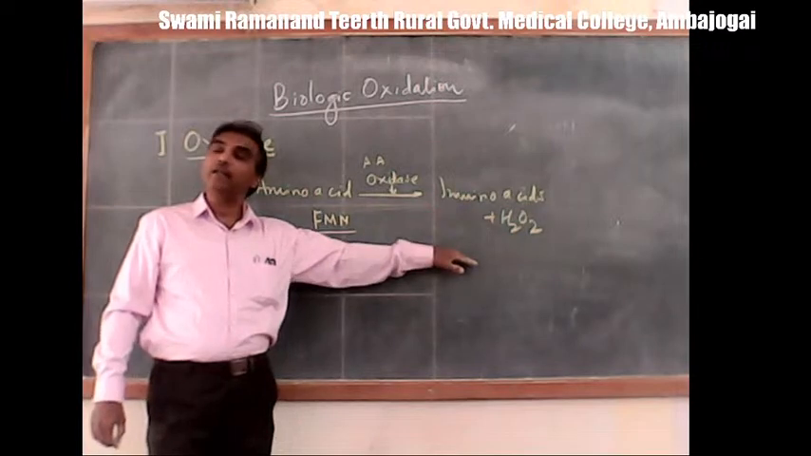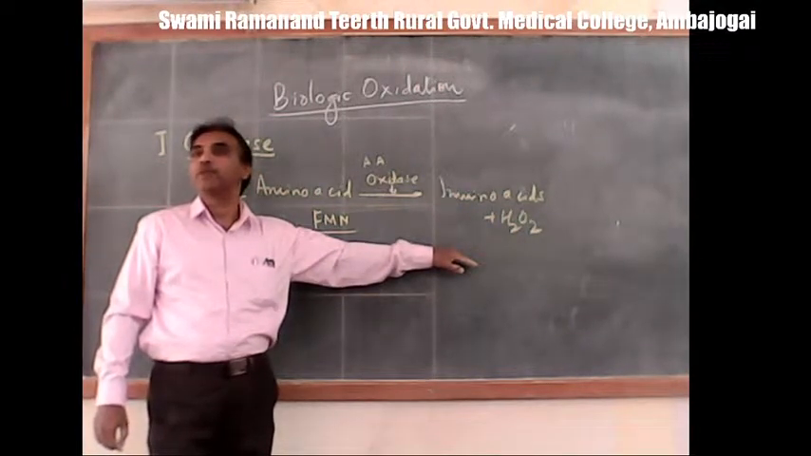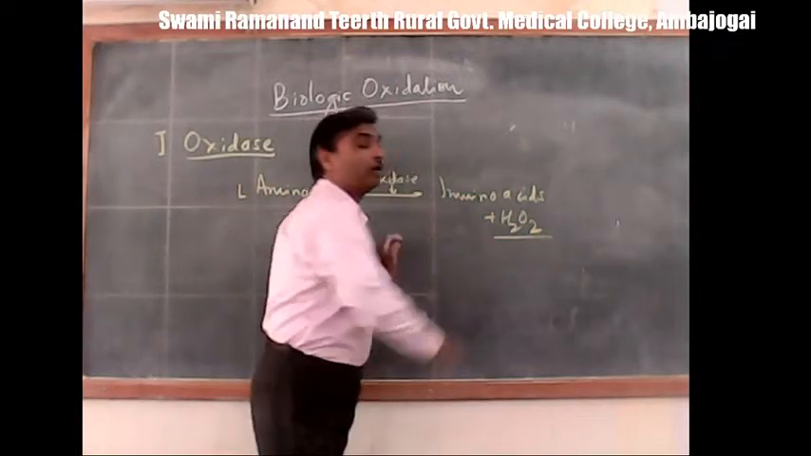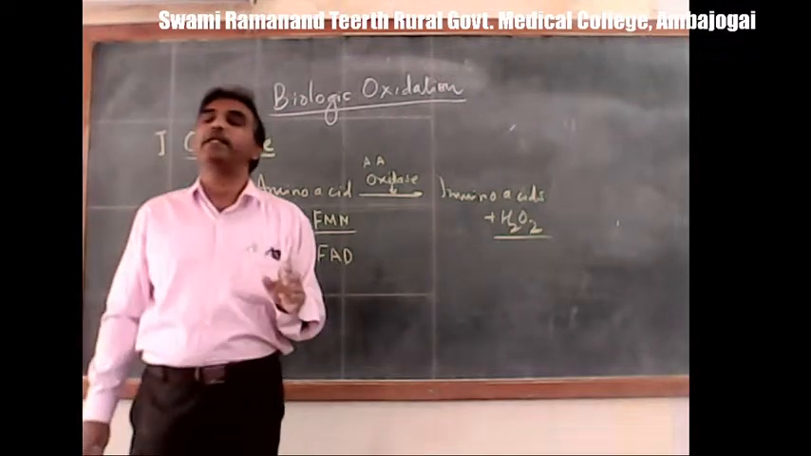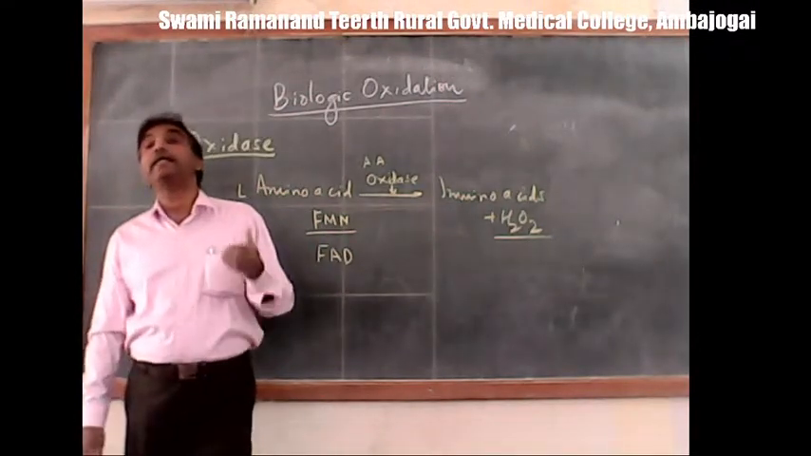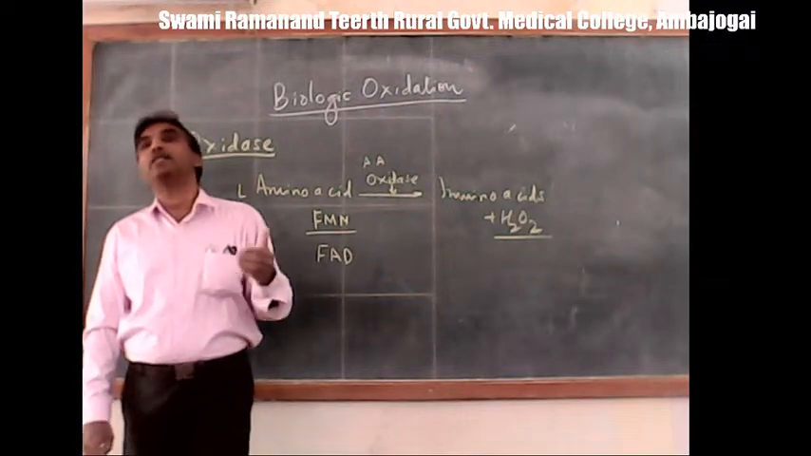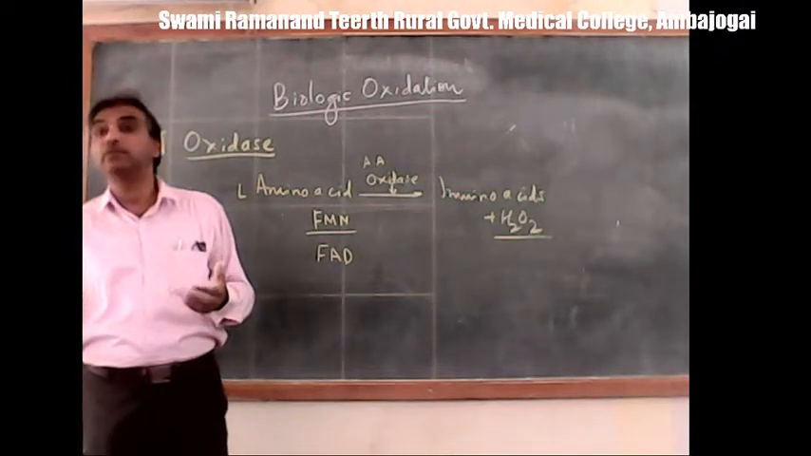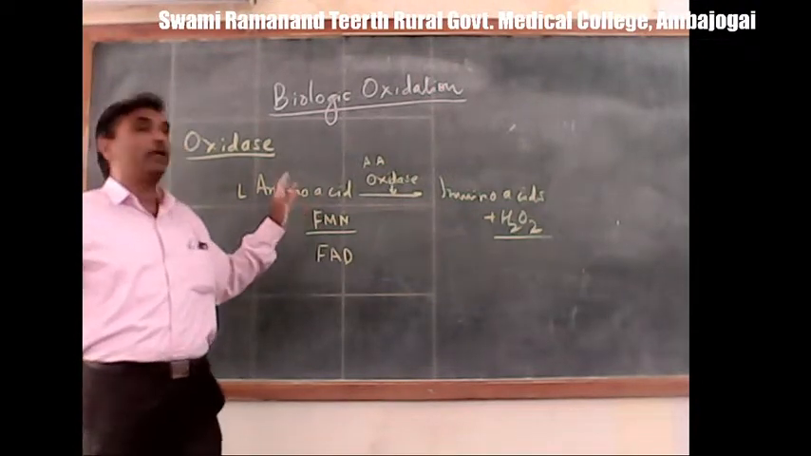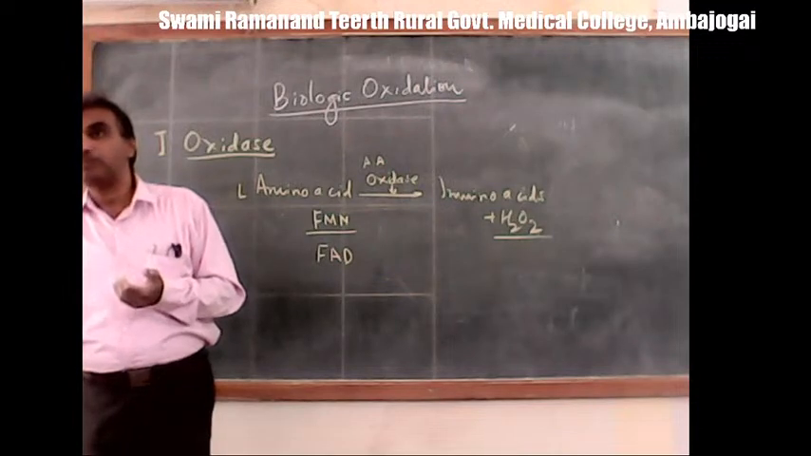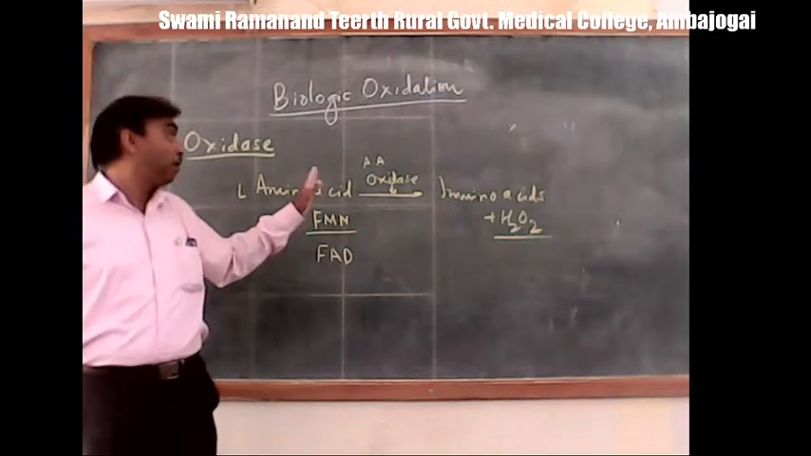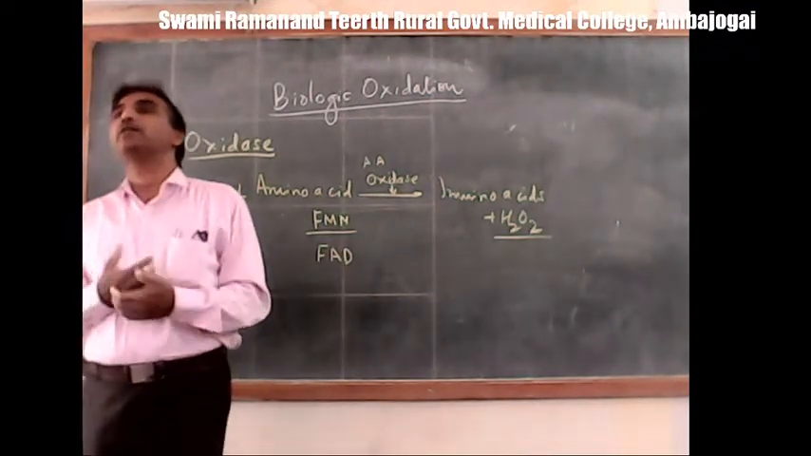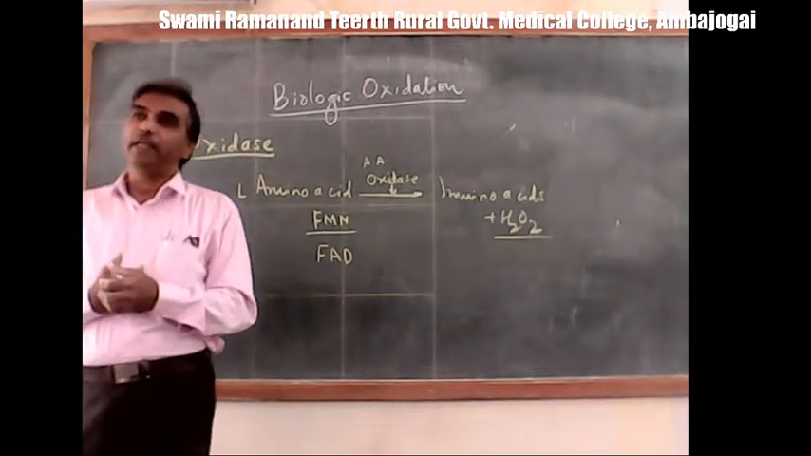Now there are other amino acid oxidases where FMN or FAD is used, where instead of hydrogen peroxide, there are two enzymes. One is L-amino oxidase and the other D-amino oxidase. D-amino oxidase will give water. Now we don't have D-amino acids in our body. What we have got is L-amino oxidase. So this is one example of oxidases. These oxidases are flavoprotein dependent, meaning they have FMN or FAD in them.